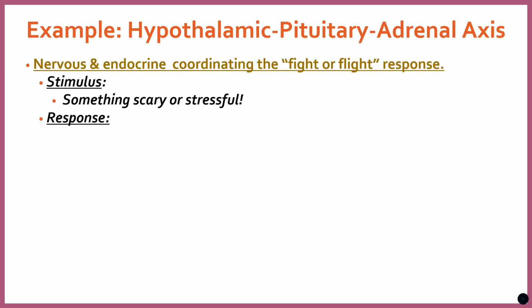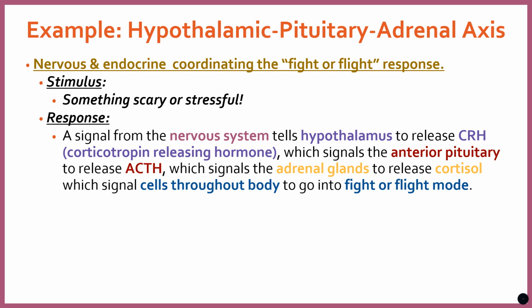Okay, so here is another one that is super important, the hypothalamic pituitary adrenal axis. So this is going to be a combination of the nervous system and the endocrine system coordinating the fight or flight response. So we're going to have a stimulus here of something scary or stressful. And in response to this, we're going to get a signal from the nervous system that is going to tell the hypothalamus to release CRH.